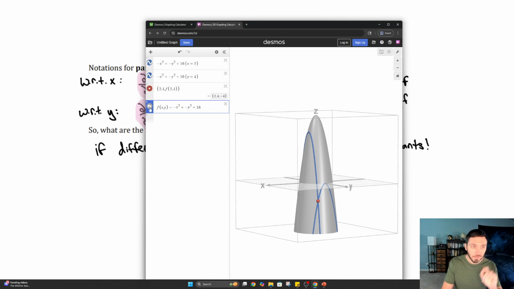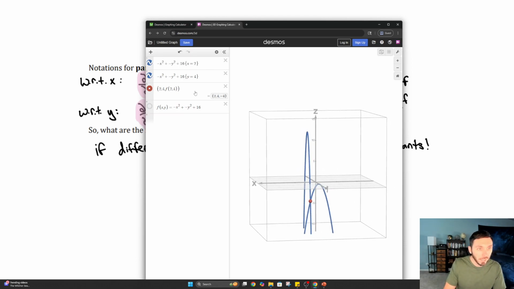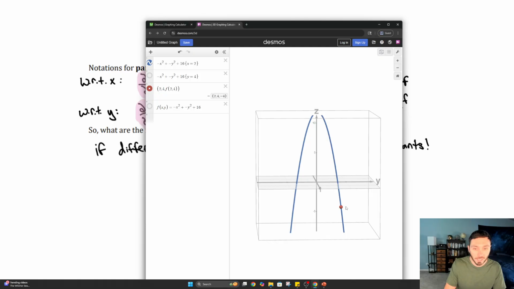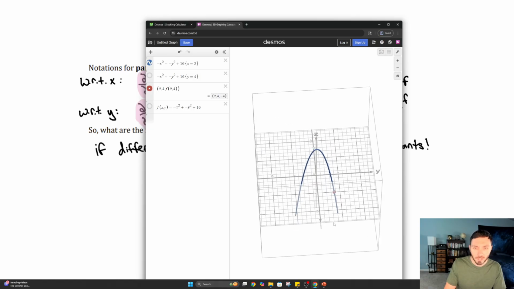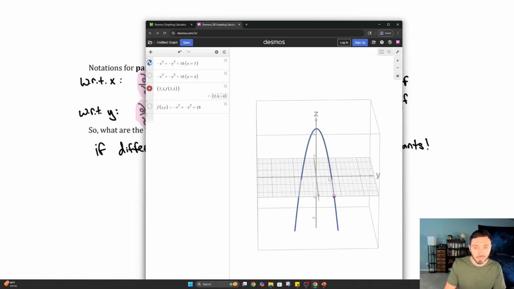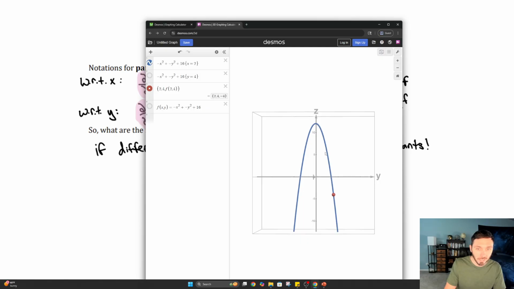So if I turn off this surface, really we're just looking at two separate curves. We're going to just be looking at this with respect to y approach, because you can see here that you can sort of think about this as like in goes y, out shoots z kind of thing.